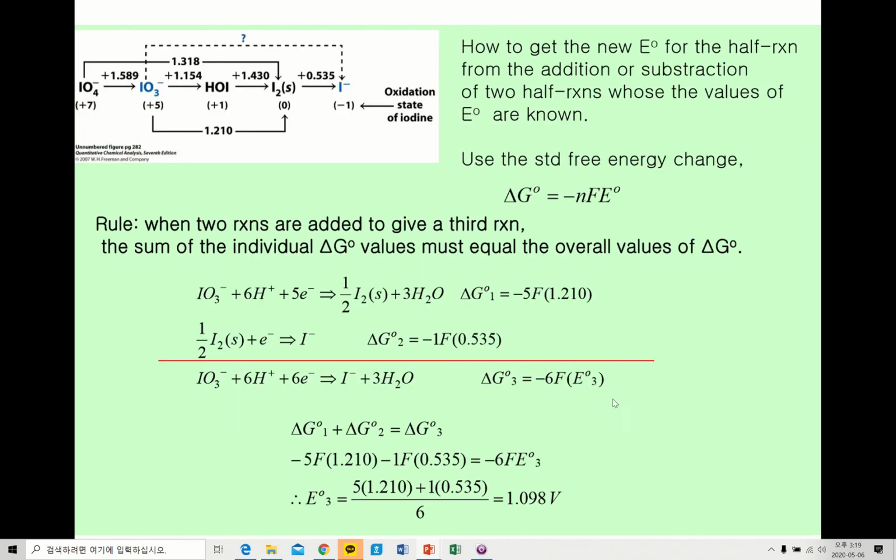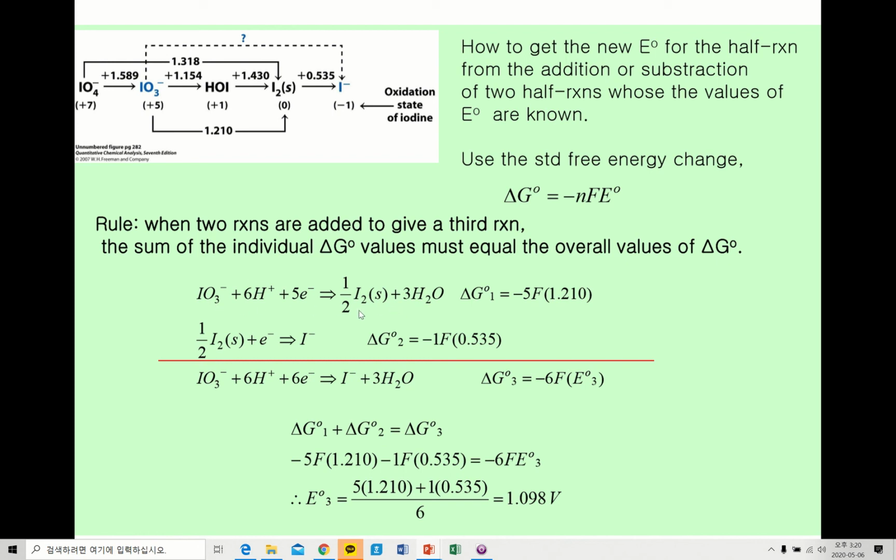Now let's consider how to calculate the standard reduction potential from iodate to iodide. Our strategy is to combine iodate to iodine and iodine to iodide, and then apply the relationship between Gibbs free energy and electric potential.